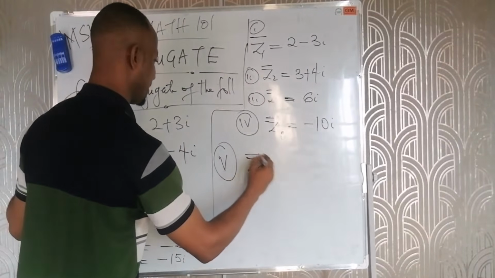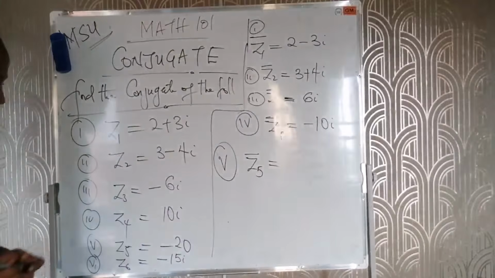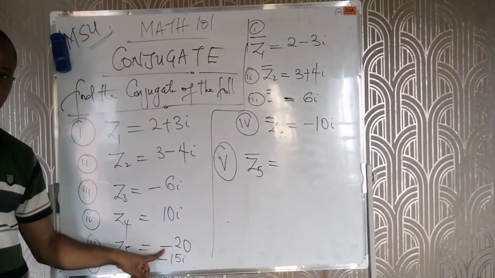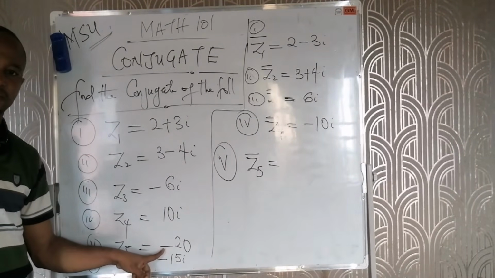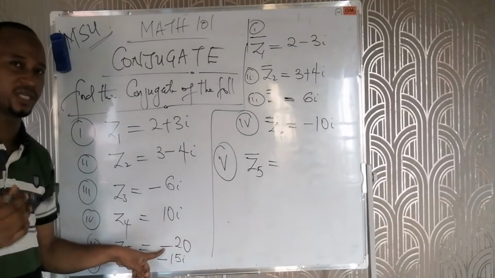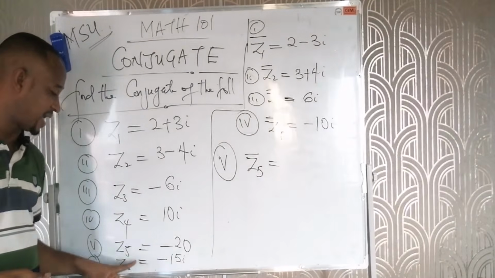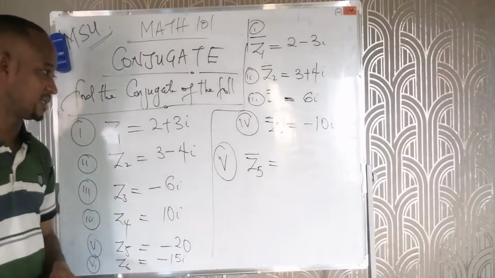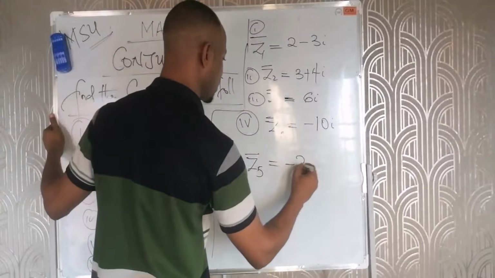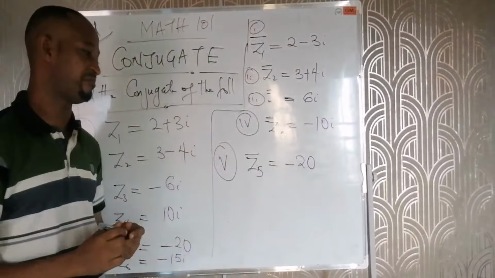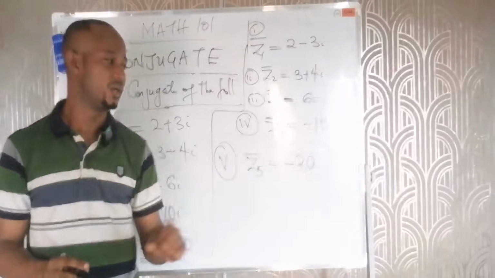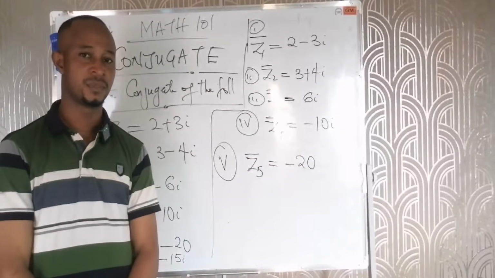Number 5, if we have Z5, what is Z5 conjugate? Z5 is minus 20. Don't forget that conjugate only affects the imaginary part of a complex number. So the conjugate of Z5 will remain the same. If I have Z5 equals minus 20, it will remain minus 20, because minus 20 is a real number, not an imaginary number. Okay?